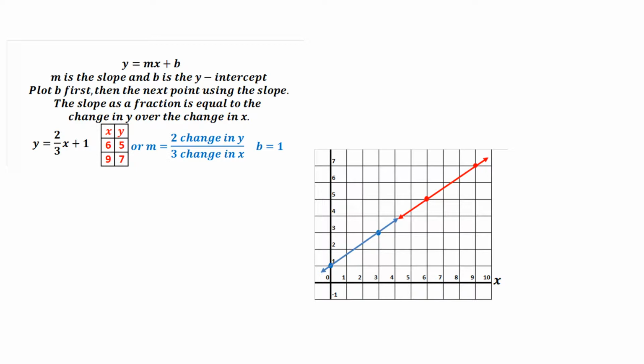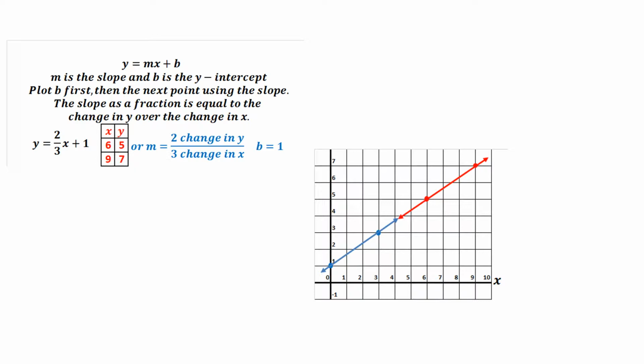The other way to plot a straight line is to set up a little table, and we need to only do 2 points. So in the table in red, if we let x be 6, we have 2/3 times 6 plus 1. 3 goes into 6 2 times. 2 times 2 is 4 plus 1 is 5. Okay, so we plot the point 6, 5.